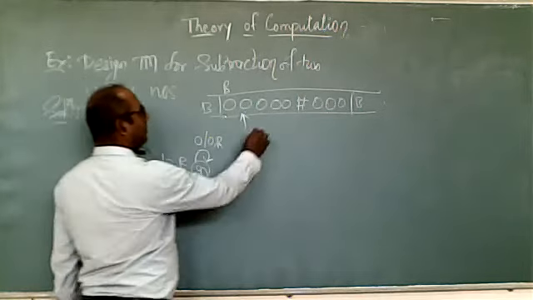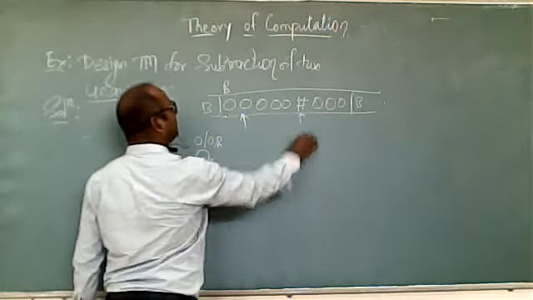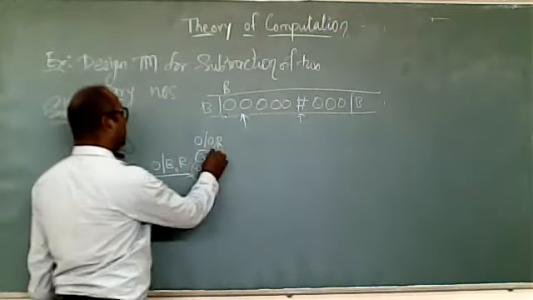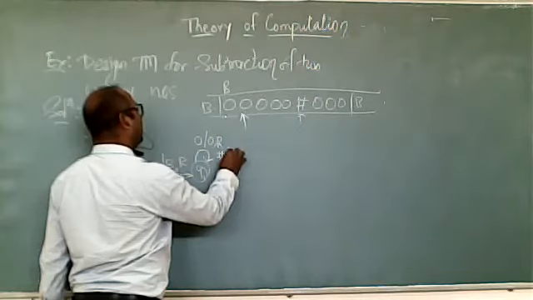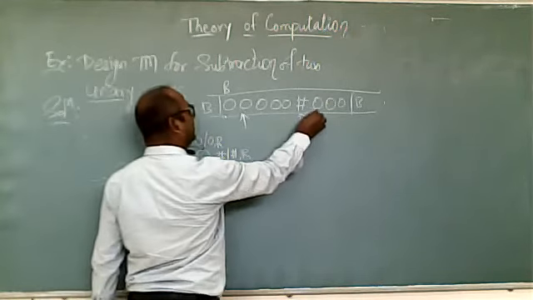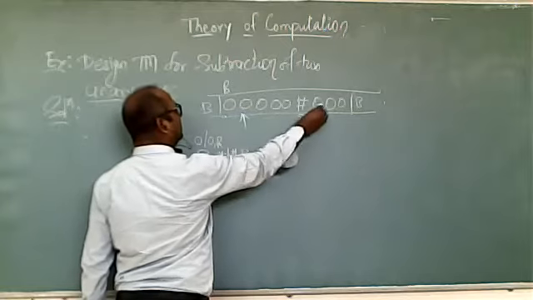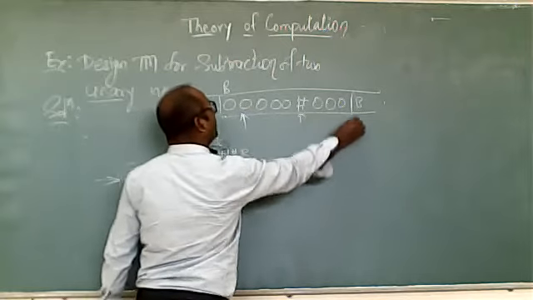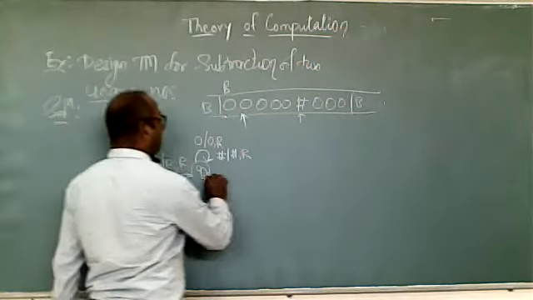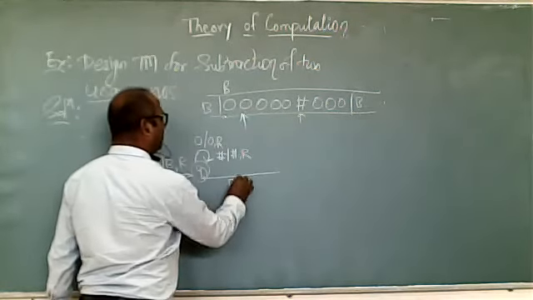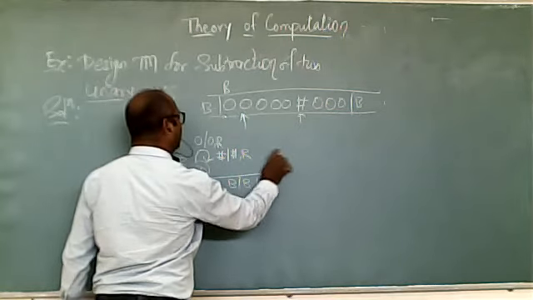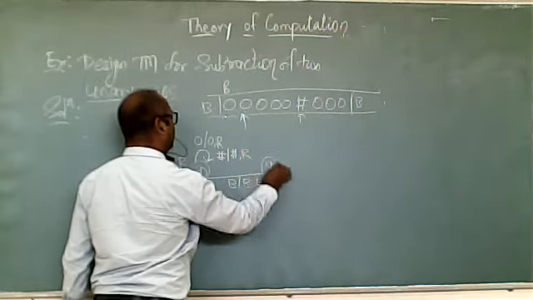Okay. Now the head will come here to the hash. Keep the hash as it is and move right. Skip this hash, then again 0. Skip these zeros. Now when we have the blank, what do we have to do? Keep the blank as it is and change the direction.